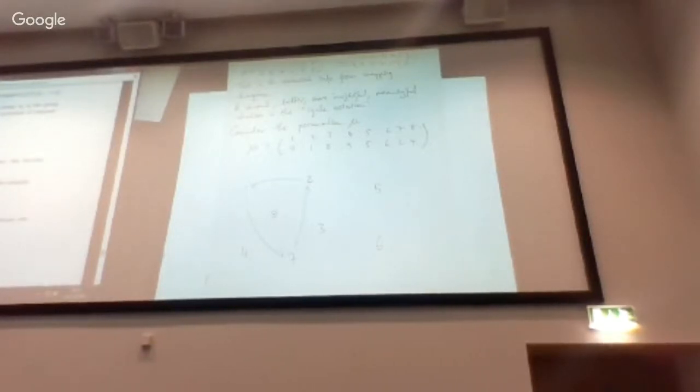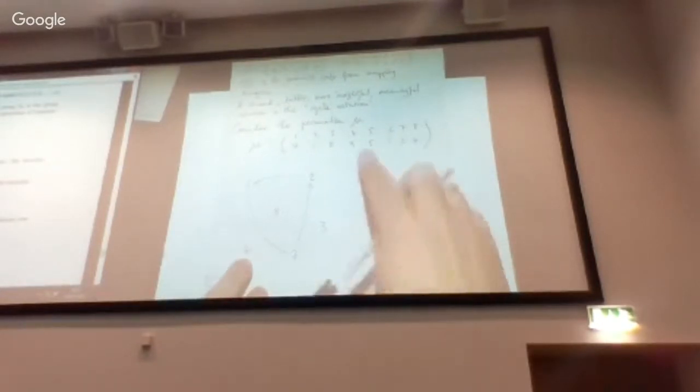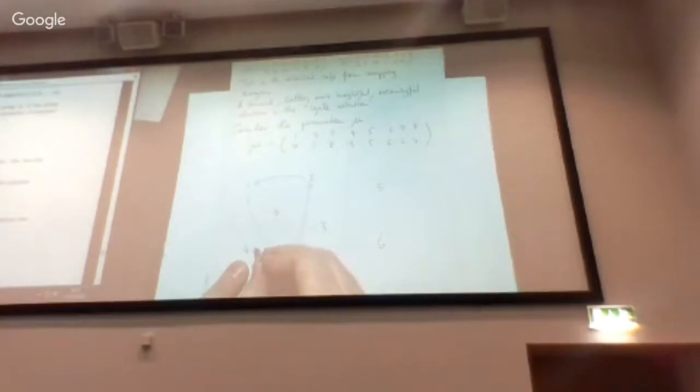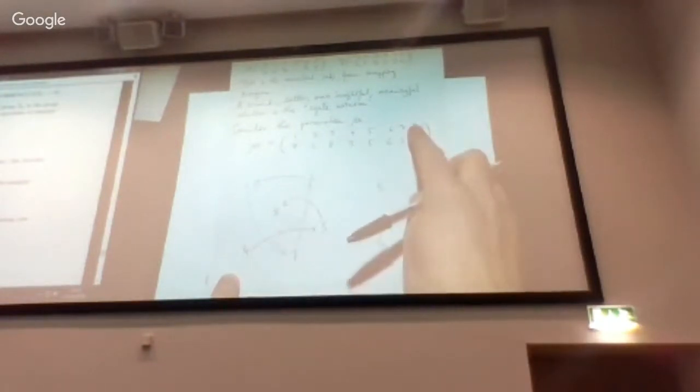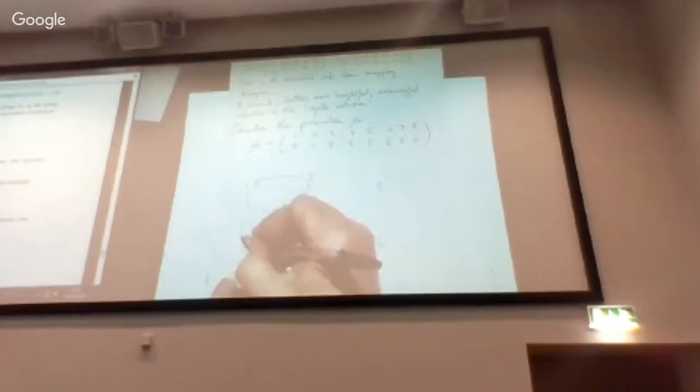I'll pick up a different color now. So that was green. Let's go for something else. 4. What happens to 4? 4 goes to 3. Where does 3 go? 3 goes to 8. 8 goes to 4. Another cycle. There's a second 3-cycle.